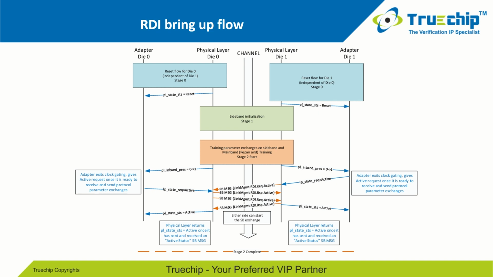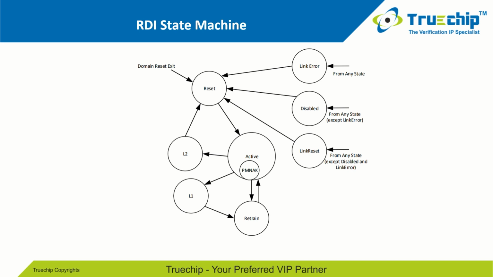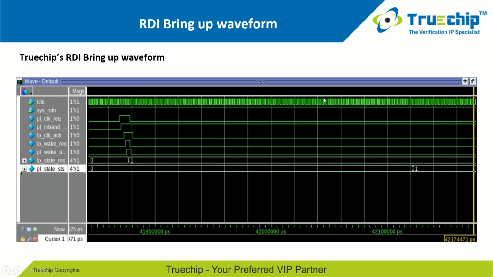So this is the RDI state machine, where these are the states for the RDI FSM. We can see there is the active state, retrain state, L1 state, L2 state, link error state, disabled state, and link reset state. Now let's have a look at the waveform for the RDI bring up. Here we can see the signal PL clock request, which is asserted by the physical layer to start the RDI bring up. And there is the signal called LP state request. Whenever the adapter requests the active state, the physical layer will send the status of the active state.